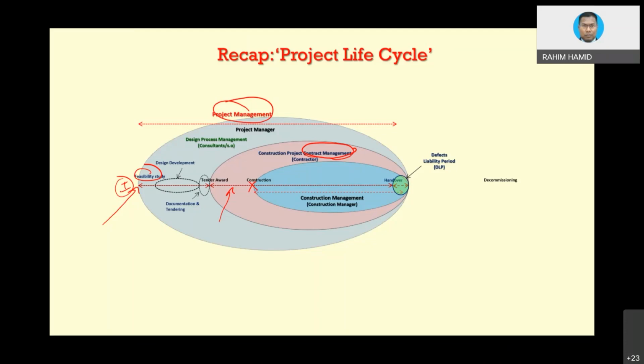So the contractual matter is there already. But during construction, the most important thing is contract administration. Okay, then later on, what else do we have here?